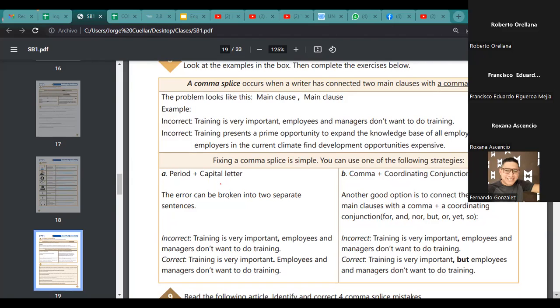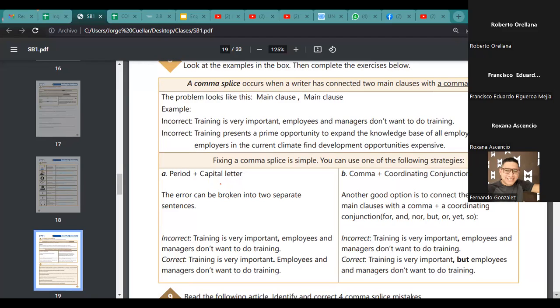For example, in the first one, training is very important. Employees and managers don't want to do training. That doesn't feel very good, right? There's a pause there that is not good, but we know that there are two clauses. So we know that there are two clauses together, but the comma doesn't feel very good. So then we know that we can use the period plus a capital letter.